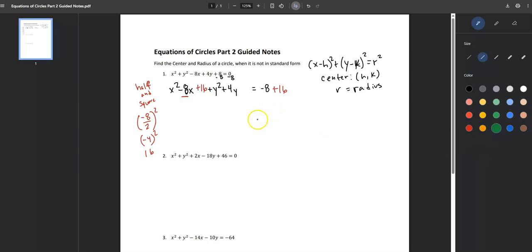I'm also going to take the y term and do the same thing. I'm going to half it and square it. So 4 divided by 2 is 2, and then square it gives me 4. That is what I'm going to add to both sides as well. So I'm going to add 4 to both of those sides.